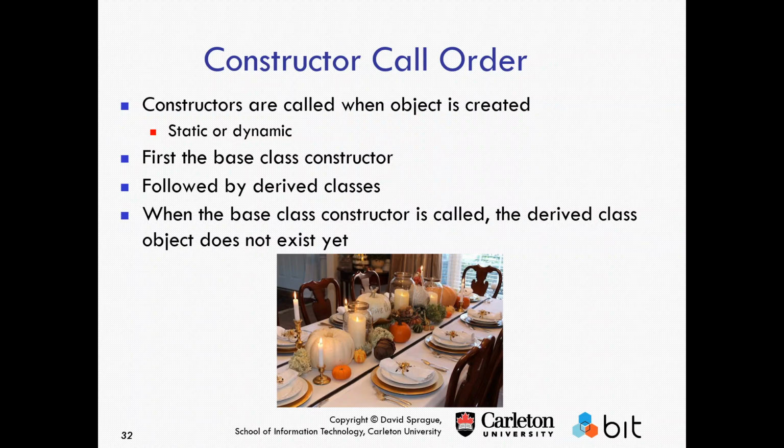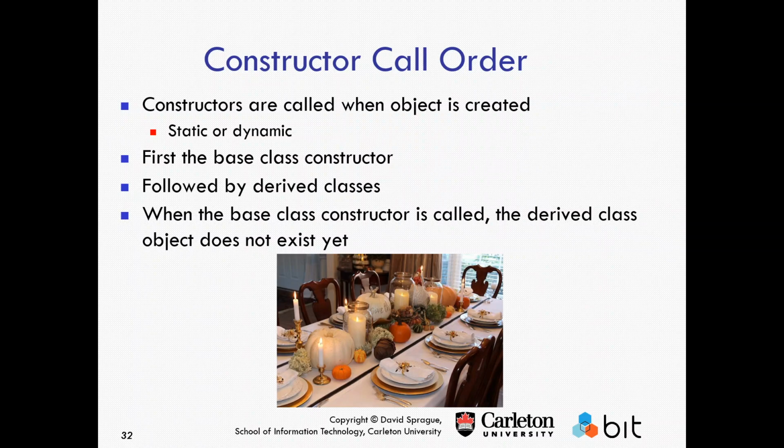When the base class constructor is called, the derived class does not exist yet. That's a weird thing. So I make the base class, so I put down the tablecloth. I do not have any plates on the table yet. Nothing else is on the table, just the tablecloth. That's when I call my base constructor. And so if I call a function involving the base constructor, it's going to be something involving the base, not any derived classes. After that, then I put on the derived classes. I build the derived classes.